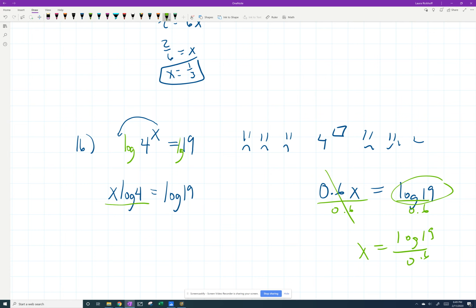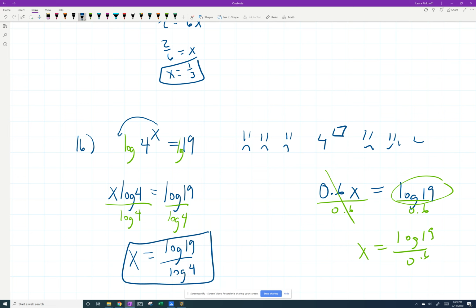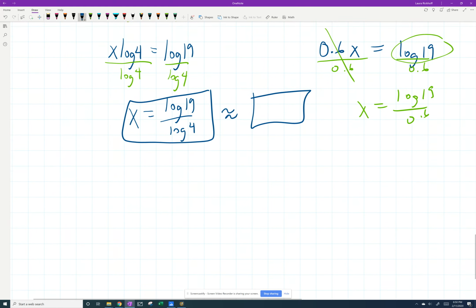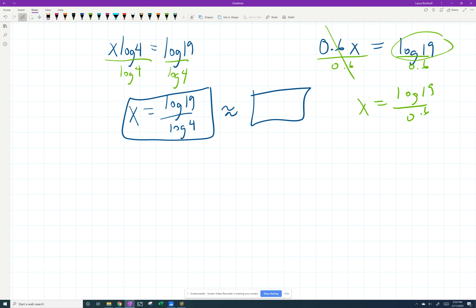Here we're going to keep it in its exact form, and we're just going to divide by the log of 4. So x is going to be log 19 over log 4. And then if you wanted to, you could pop that in on a calculator and get some sort of decimal approximation. But that's it. The entire thing? Kind of. Let's see what else they do to you.